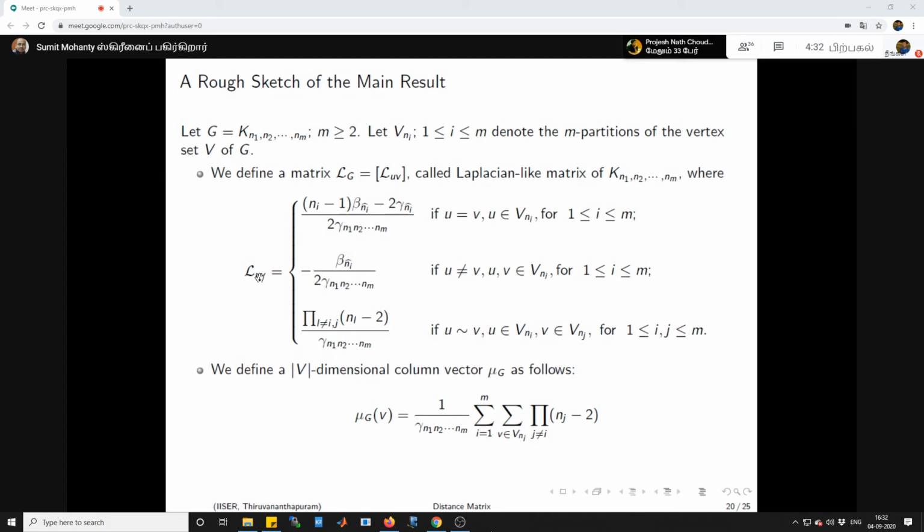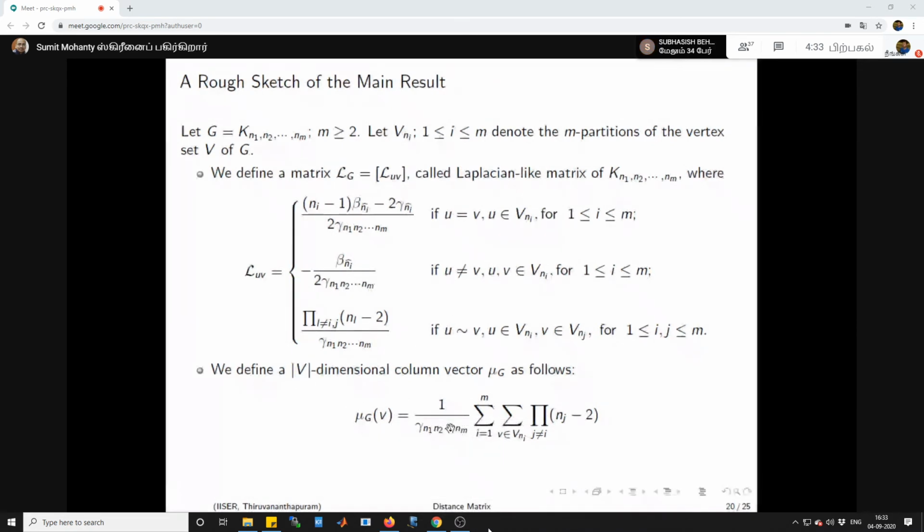If you are in the same block, the same partition, the diagonal entries are like this, the non-diagonal entries are like this, and the non-diagonal blocks, entries between two different partitions, turn out to be this. And the column vector, the mu for the complete M-partite graph, turns out to be this.